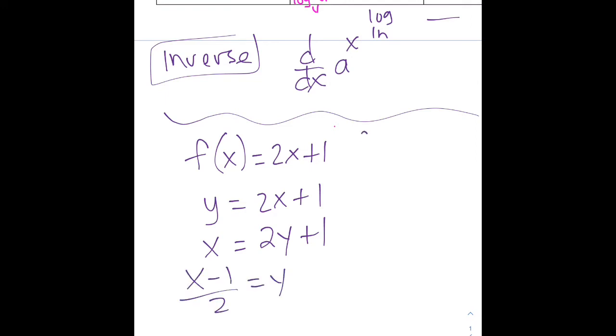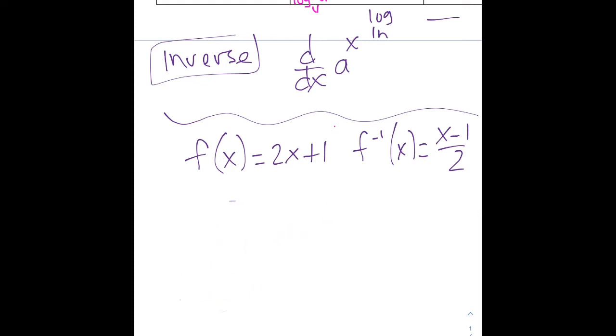So this means that my inverse is x minus 1 over 2. But recall that if you are being asked to verify that they are inverses, what is happening is their graph should reflect over the line y equals x. So if I take their compositions, if I take f of g of x, let me write this as f inverse of x.